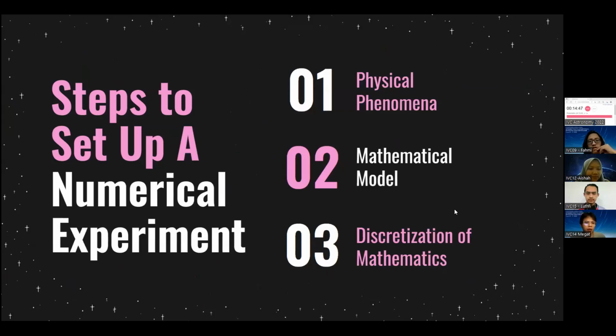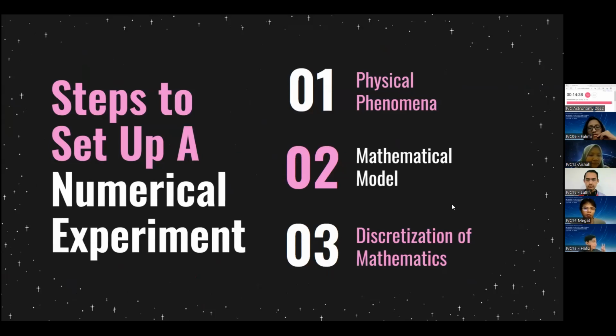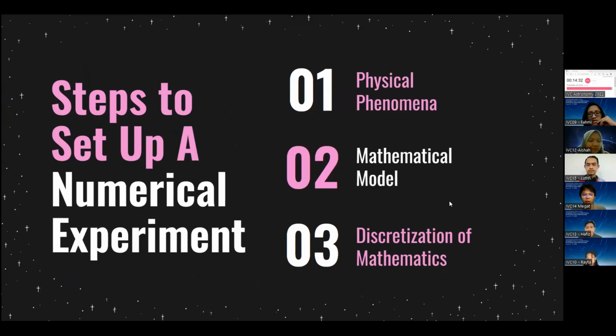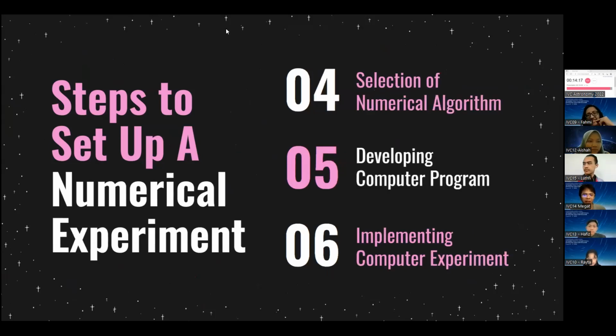So Cepheid variable stars, let me start off with how we're going to set up a numerical experiment. So the steps are, of course, we're going to look at the physical phenomena itself. What are Cepheid variable stars? And what the mathematical model is, and how we discretize the mathematics of it. Next slide, please. After that part of mathematics, of course, we'll select a numerical algorithm so that we can develop a computer program for us to implement an experiment to see how we use the observational data.